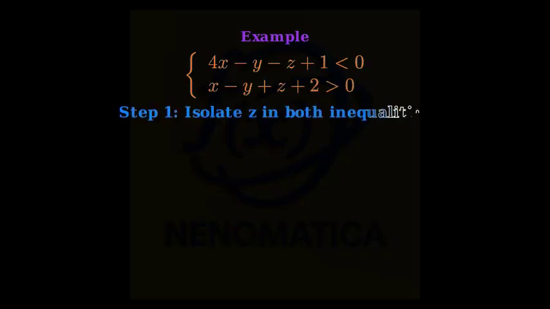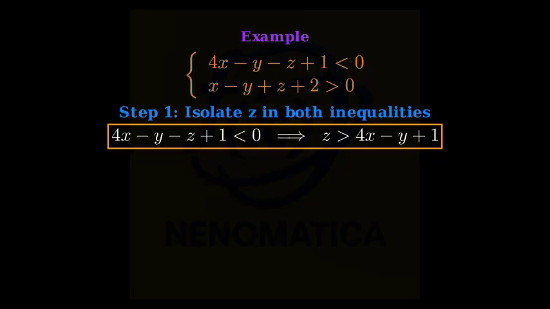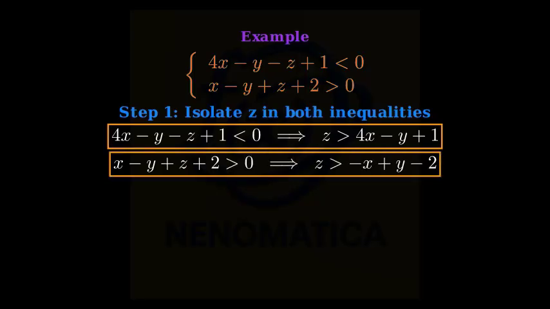Example: we will solve the system of inequalities in 3 variables and present the solution exactly in the same step order as the written method. First, we write the system. Step 1. Isolate the variable z in terms of x and y from both inequalities. From the first line, moving terms to the other side gives z greater than 4x minus y plus 1. From the second line, isolating z gives z greater than negative x plus y minus 2.